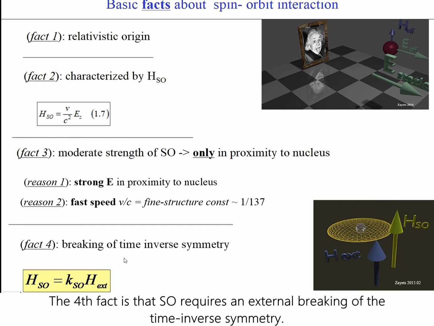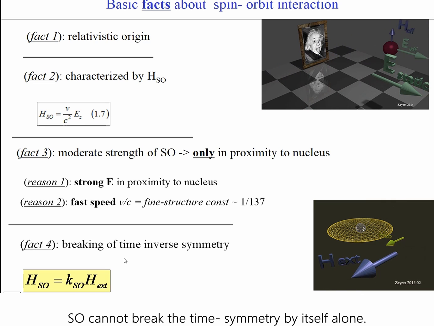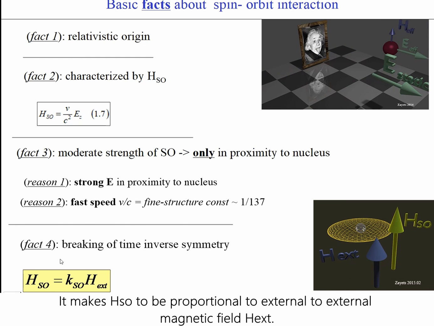Fourth fact is that spin-orbit interaction requires an external breaking of the time-inverse symmetry. Spin-orbit interaction cannot break time-inverse symmetry by itself alone. It makes the magnetic field of spin-orbit interaction proportional to external magnetic field.